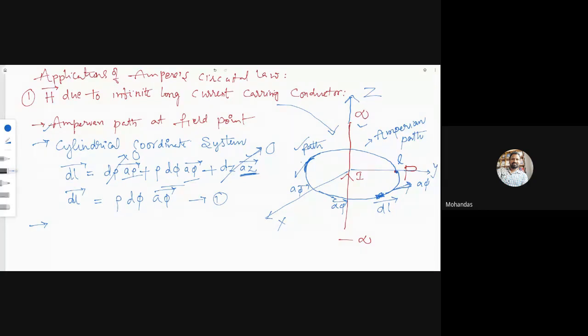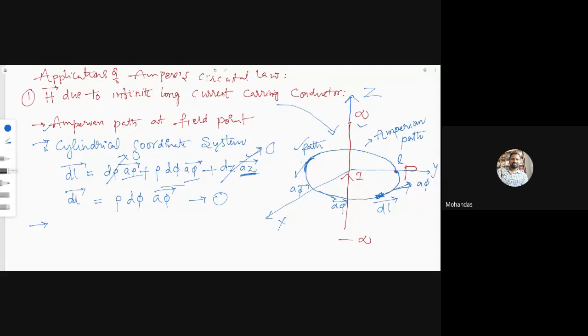So for this option, what is the third step in the Amperian circuital law? Identify the symmetry and find in which direction H exists. Very good. So you have to calculate H.